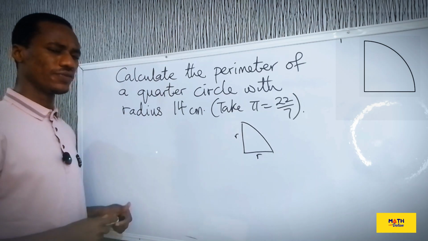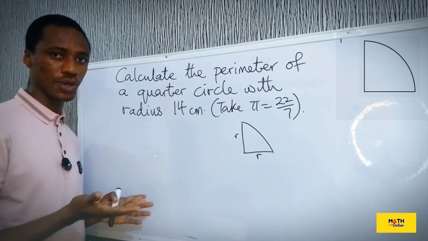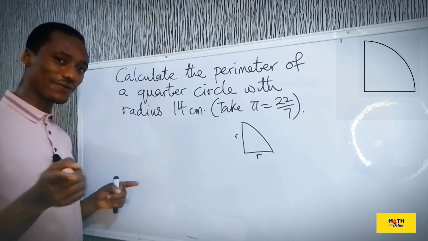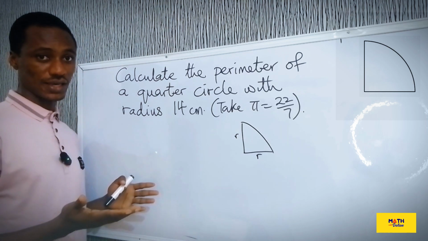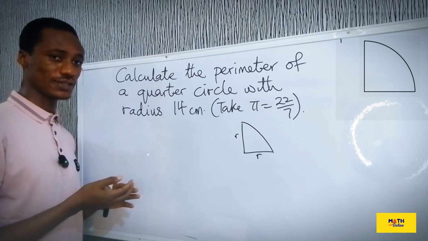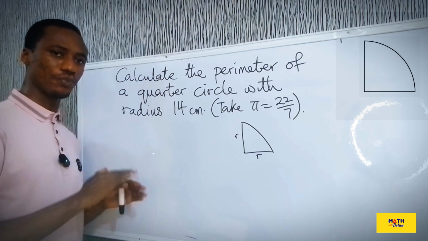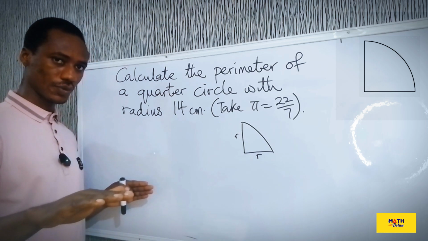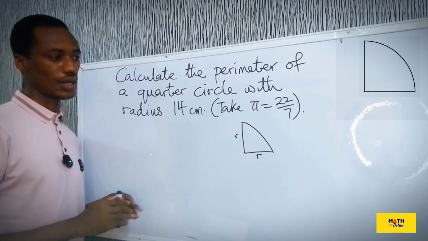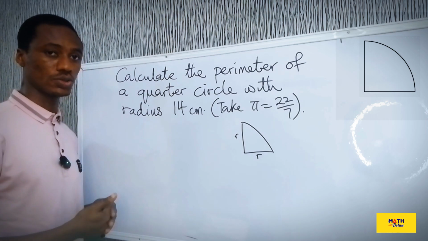Like we did in semicircle, a semicircle is half of a circle. So to find the perimeter of a semicircle, we'll find half of the circumference, since a semicircle is half of a circle, and that gives us the length of the arc. Then plus the diameter, which is the straight line boundary of the semicircle. In this case, it is also the same procedure we're going to apply.